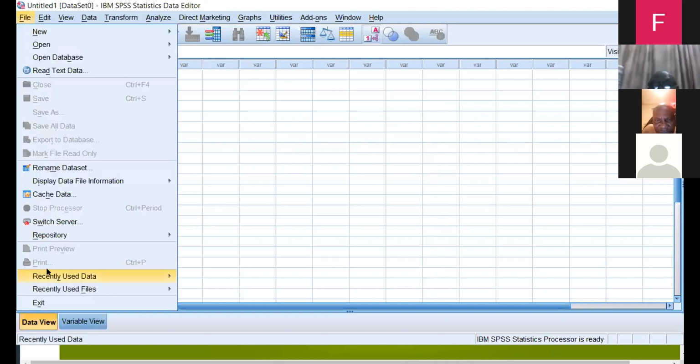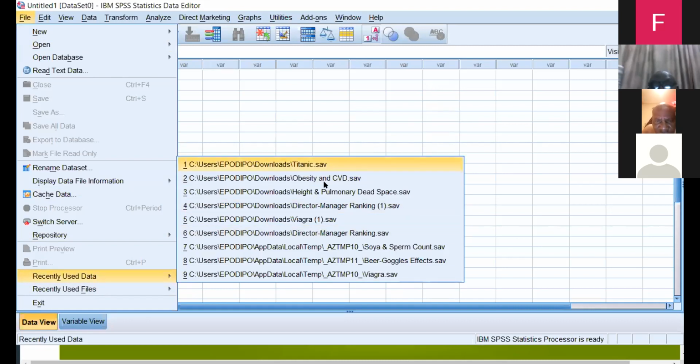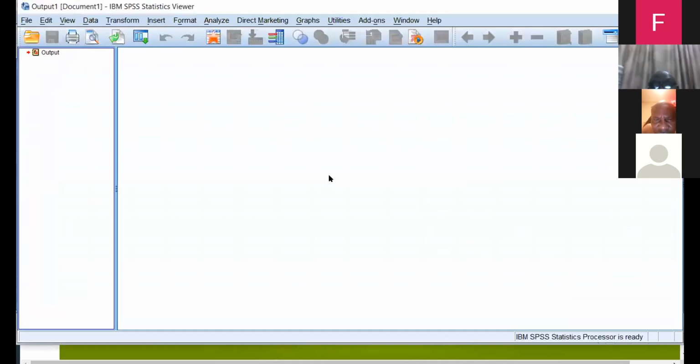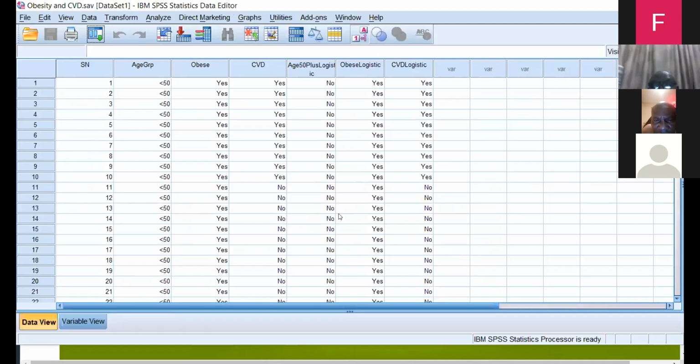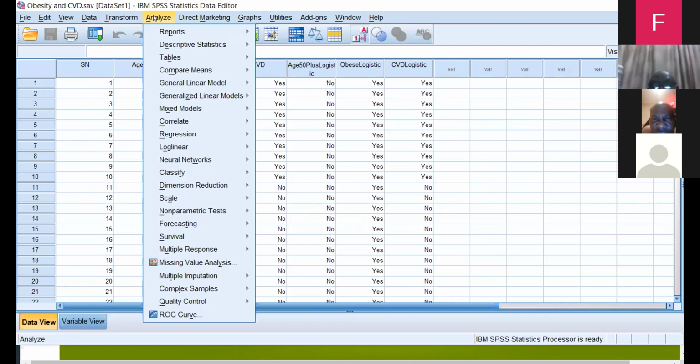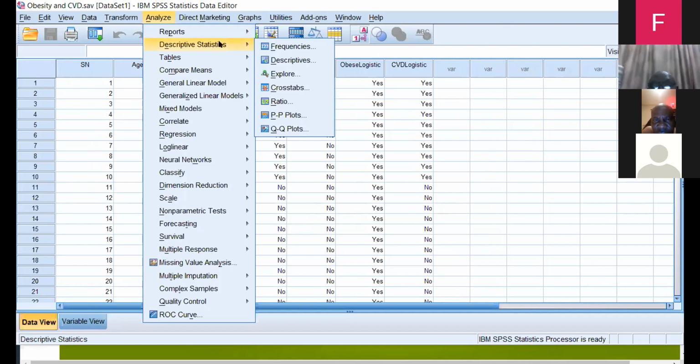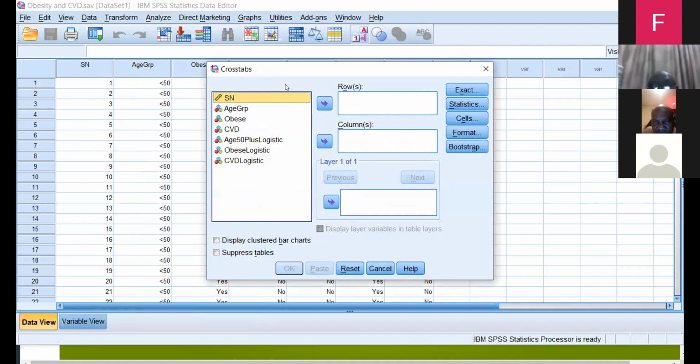I was saying that you should go to analyze. So is your network back now? The Prof is already sharing. Okay. Then go to analyze now. Go to descriptive statistics, then cross tab. You know it's about contingency table. Anything about contingency table is cross tab. Yeah. Now the row will be obese. Obese is the exposure. Then the outcome is CVD. Yeah. Let's go to statistics.